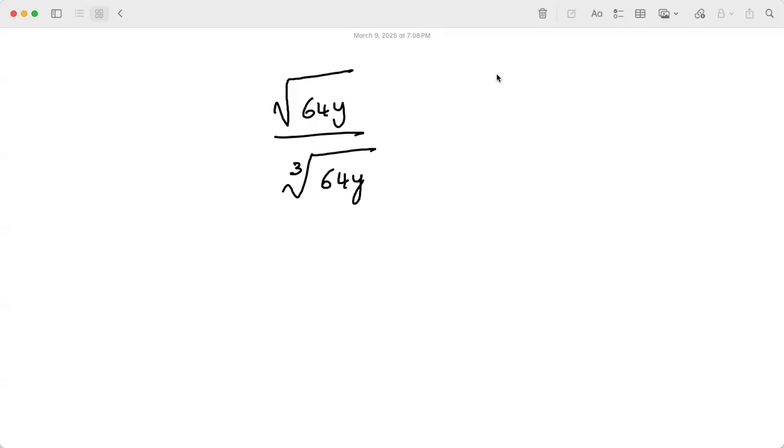That doesn't seem right. Okay, I'm going to do it for you guys. It's fine. Let's see. So here, what do you do? Okay, I will change it, guys. Changing is easy. 64 power 1 by 2, y power 1 by 2. Denominator would be 64 power 1 by 3, y power 1 by 3. Any questions here?